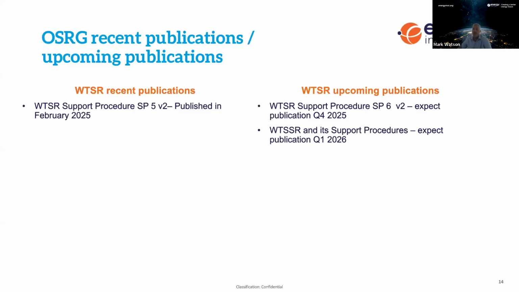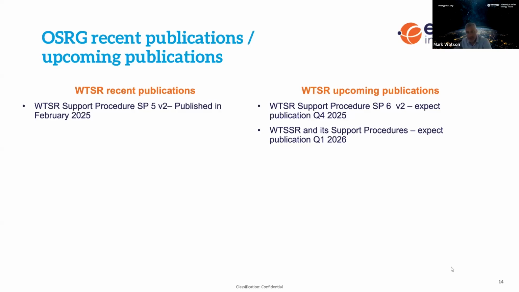Then there's the Wind Turbine System Safety Rules and its support procedures, a new process alongside the Wind Turbine Safety Rules. This extends the boundary down to the HV application, and there'll be some future webinars to explain that when we roll those documentations and that process out in the future, probably around Q1 in 2026.